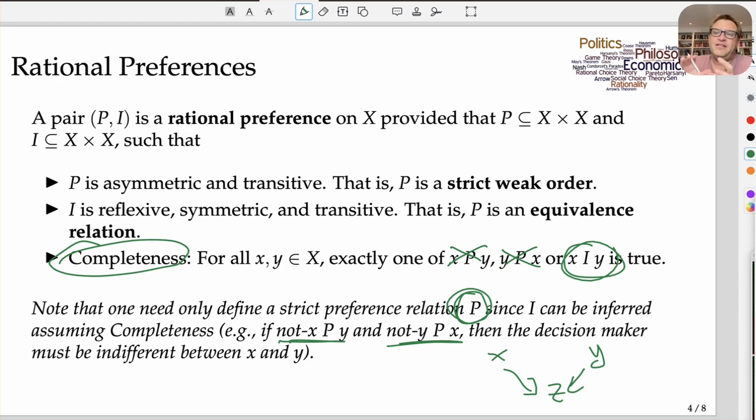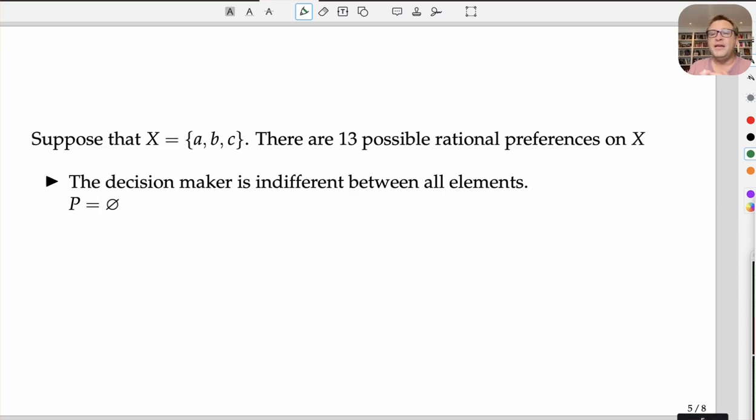So for that reason, typically when you specify a rational preference on a set X, you only ever write down or describe what the agent's strict preferences are, because you can infer what their indifferences are. So let me conclude by just writing down all the possible strict preferences on a set with three elements. Suppose you have three objects of choice, A, B, and C. A might represent a glass of red wine, B might represent a glass of white wine, and C might represent lemonade or what have you. It turns out that there are 13 possible rational preferences on X, and they fit into just a few categories.